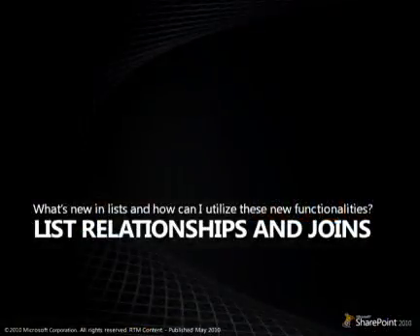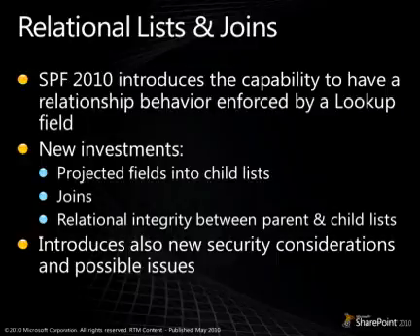In this section, we'll concentrate on new capabilities in lists. These changes are the list relationships and joins, which we can utilize in our customizations as well. SharePoint 2010 introduces a new capability to have a relationship behavior enforced by a lookup field. Using the lookup field, we can have the following options. We can project numerous fields into a child list of the item associated to the lookup. We can create joins between the lists. And we can create relational integrity between parent and child list.